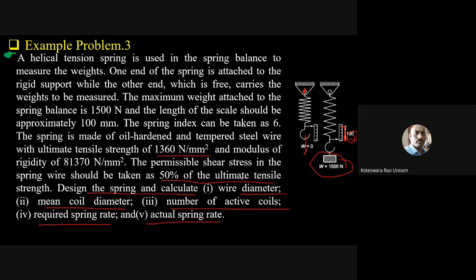So the other parameters he asked here is to find out the required spring rate, and what is the actual spring rate. Other than that, everything is similar to the first problem. He has given the maximum load as 1500 newtons, delta max as 100 mm, the allowable shear stress, and even the spring index. Everything is given. Simply you need to substitute the data into the problem.